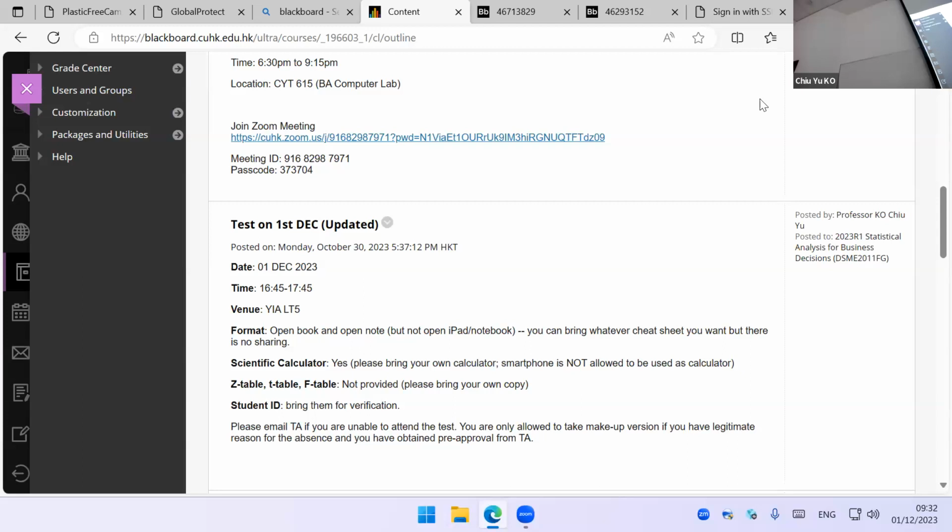You can bring your own version, okay, because you are allowed to bring anything. If you ask which version you want to bring, you can bring the one that I provided, should be sufficient. Okay, and also bring your student ID. We need to see your ID and your signature to make sure that you're the one who took the test.